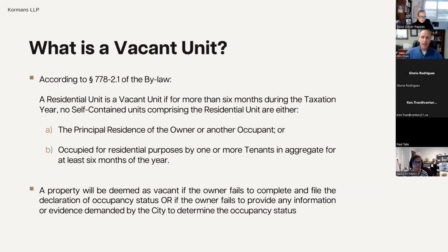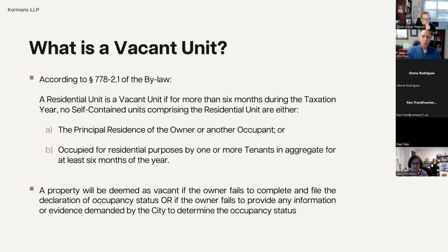So what's the definition of a vacant unit? How is something considered to be vacant? It's considered vacant if, for more than 6 months during that year, so we're just talking about 2022, it's not being used as either a principal residence of the owner or another occupant, or occupied for a residential purpose by tenants for at least 6 months of the year. And it doesn't have to be the same tenant, because you could have tenants that switch over. But as long as in the aggregate there are tenants occupying for at least 6 months, it's not considered vacant.